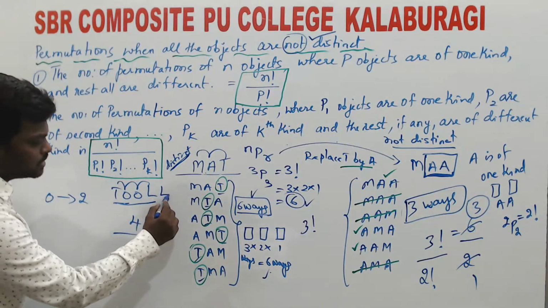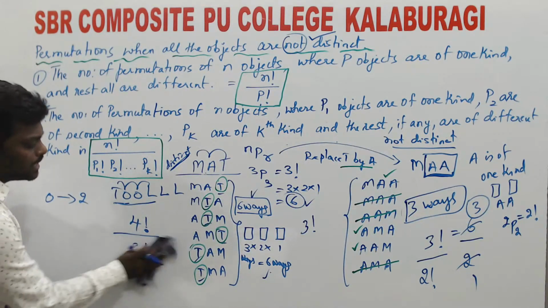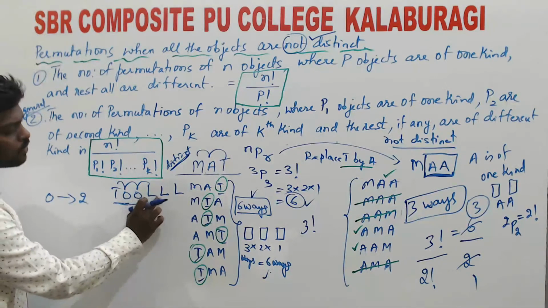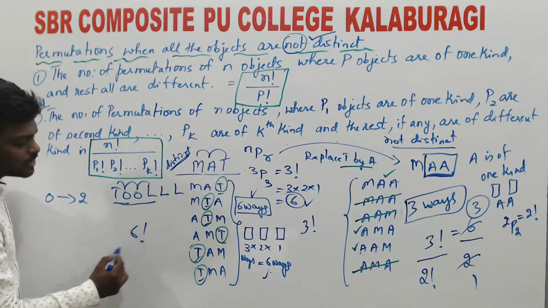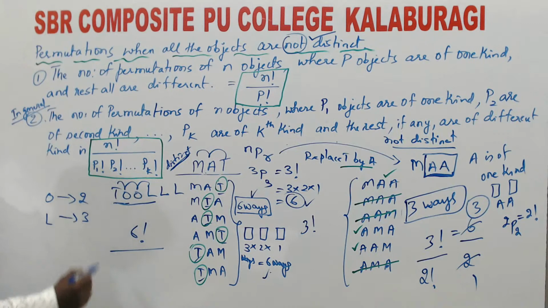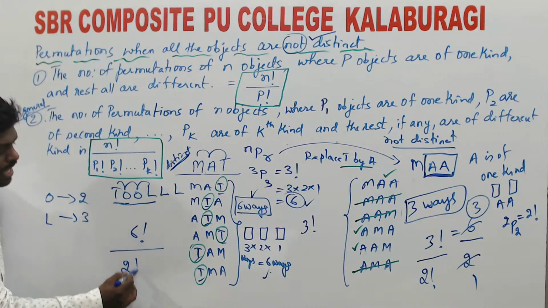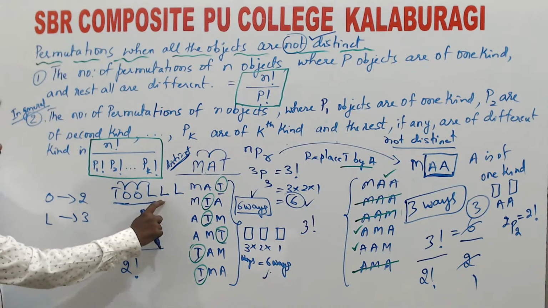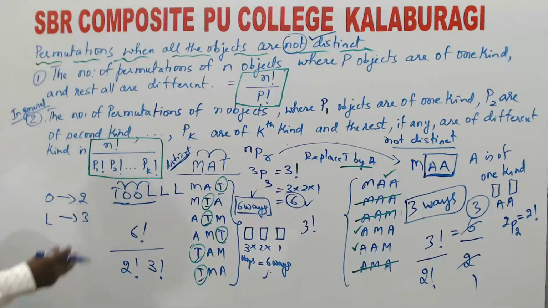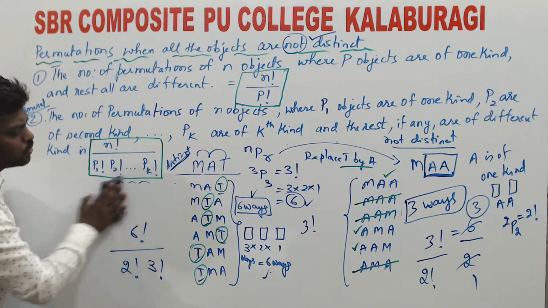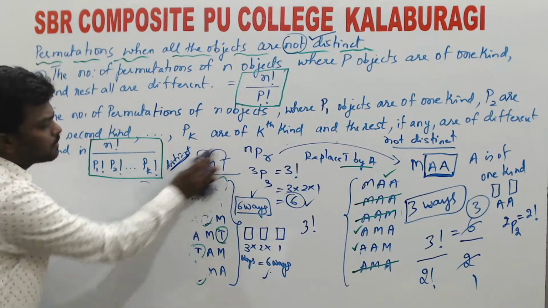Now let's suppose this is the word. How many letters are there? 1, 2, 3, 4, 5, 6. So it can be arranged in 6 factorial ways. O is appearing twice and L is appearing thrice, so it will be divided by 2 factorial for O and 3 factorial for L. This is the idea behind the two statements written here. Now we will read those two. I hope you have understood this.